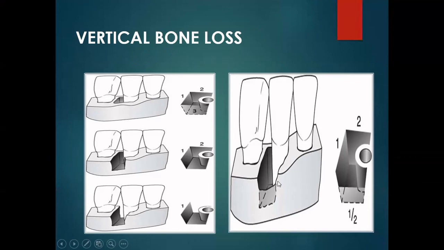This type of defect is angular. This type of three-wall defect can be easily plugged with graft materials, and we have a good success rate of regeneration. In this type of defect we can place a graft, place a membrane over that region, and close the defect. But in this type we can't place a graft. This has a poor prognosis. So this is a three-wall bone defect, this is a two-wall bone defect, and this is a single-wall defect. The good prognosis is with the three-wall defect and the poor prognosis with the single-wall defect.